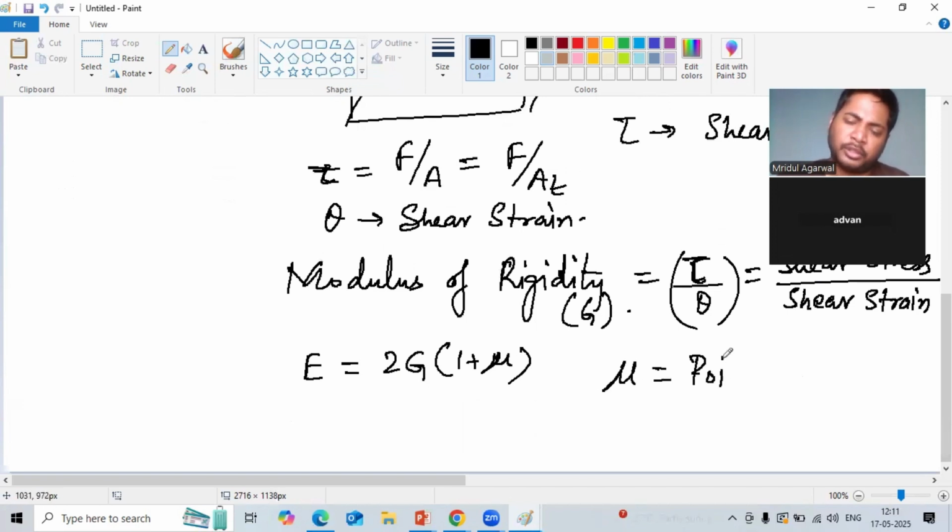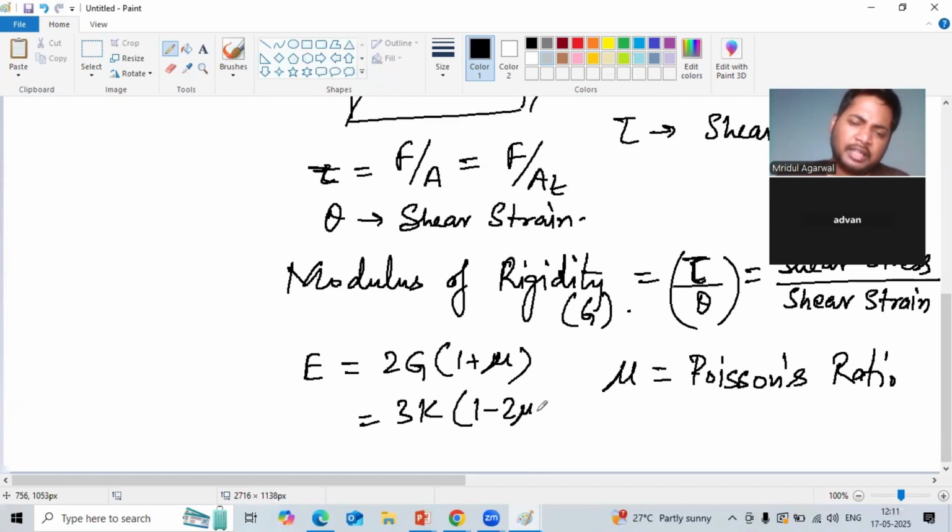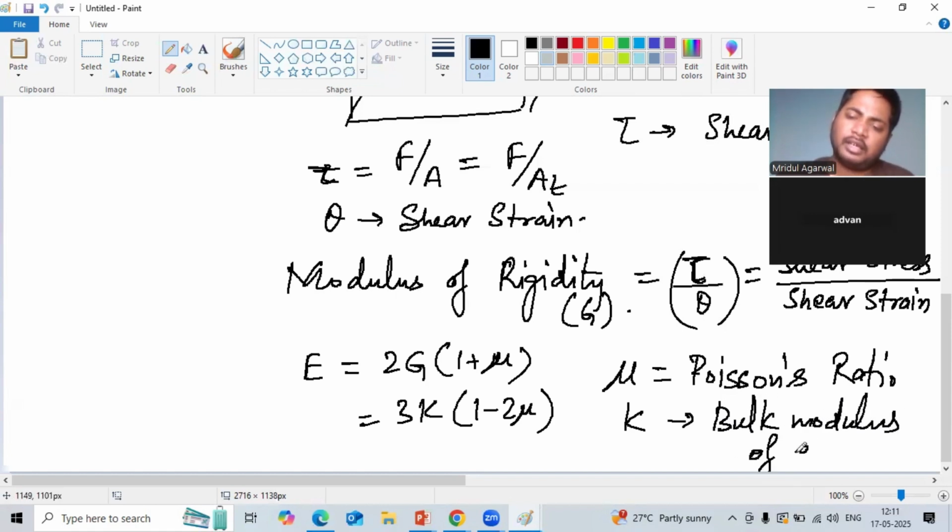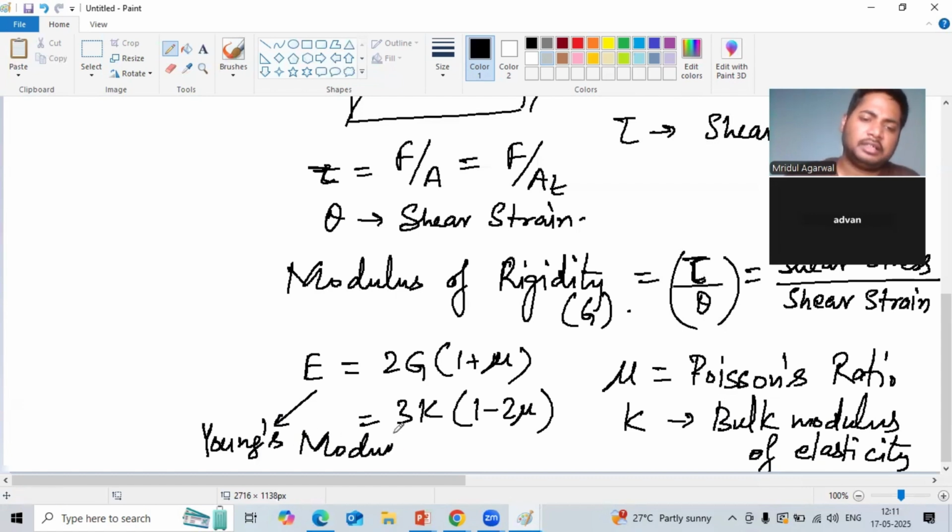where mu is your Poisson's ratio. I will discuss about the Poisson's ratio as well. It is also given as E is equal to 3K into 1 minus 2 mu, where K is your bulk modulus of elasticity. Okay, bulk modulus of elasticity. This is your Young's modulus, already known to us, Young's modulus of elasticity.